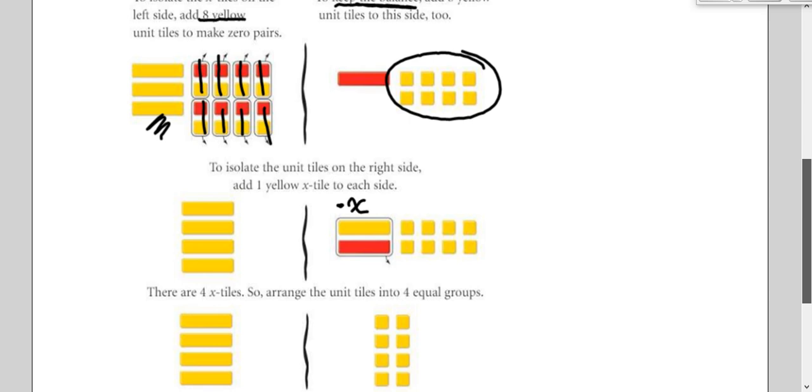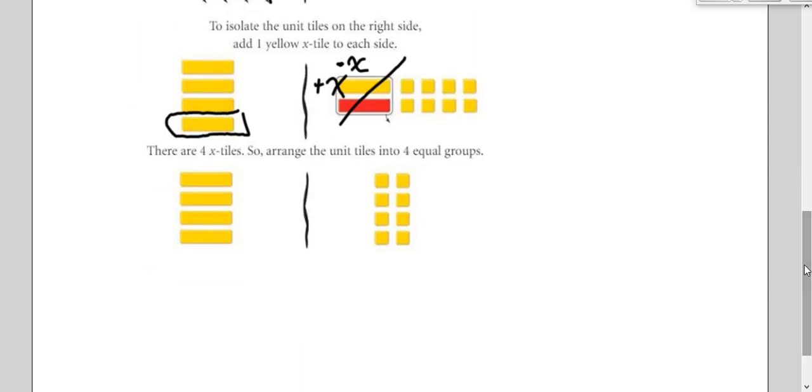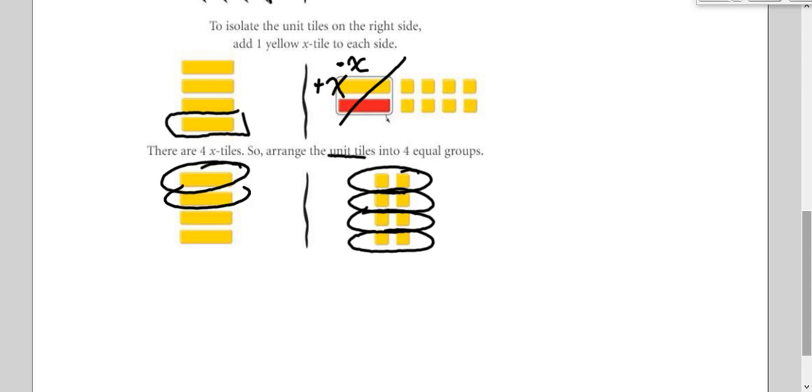So now we need to isolate the unit tiles, so our x value. We had a -x over here, so we added an x. So that moved this out of the way, zeroed it out. And then we had to add an x tile to the other side as well. Now we have 4 x tiles, so we can arrange the unit tiles into 4 equal groups. And we have 4 equal groups over here. So if we think of that balance scale model, if I divide these by 4, get rid of these 3, I can say that x equals 2.